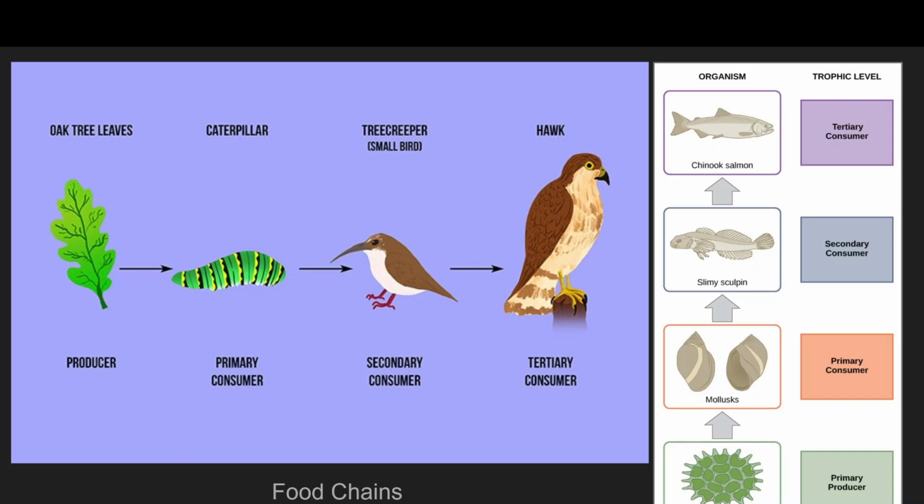So we've got our producer, and then it goes to the primary consumer again, which in this case is a mollusk. Mollusks are really a very general term for a lot of different animals that fall in that category. But for our example here, we've got, like, a snail or a slug.